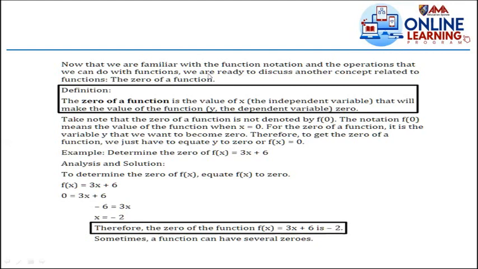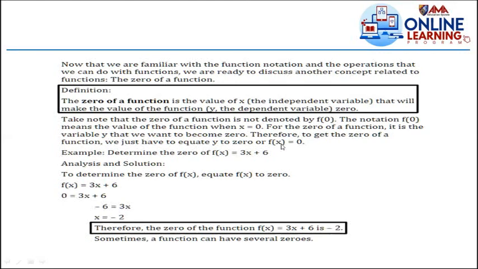we are ready to discuss another concept related to functions. The next one is the zero of a function. Okay, so this is now the definition. The zero of a function is the value of x, the independent variable, that will make the value of the function y, the dependent variable, 0. Okay, kita natin sa 0.